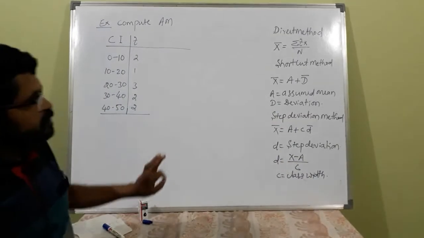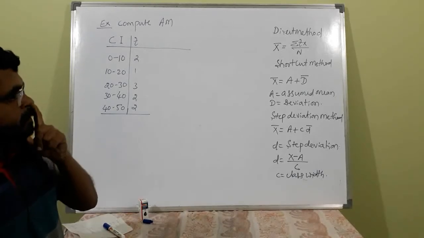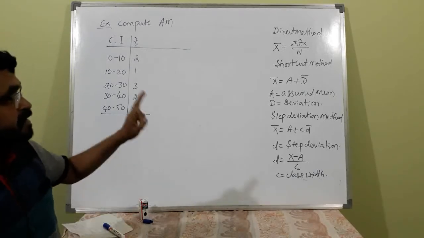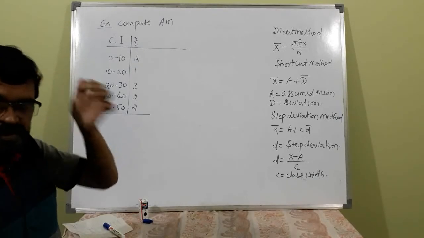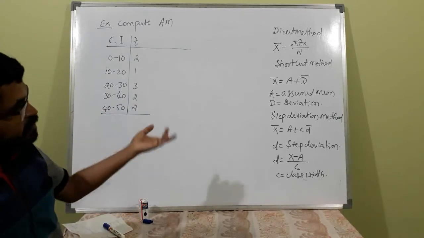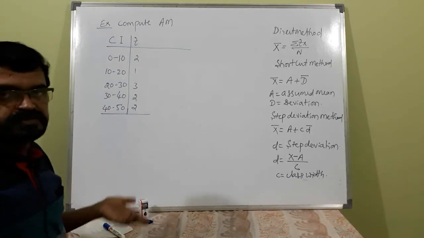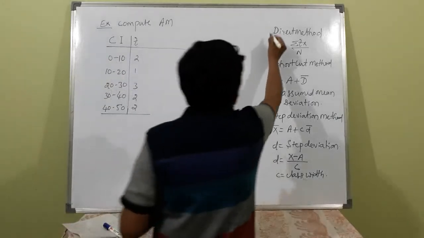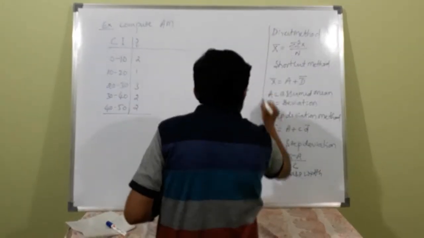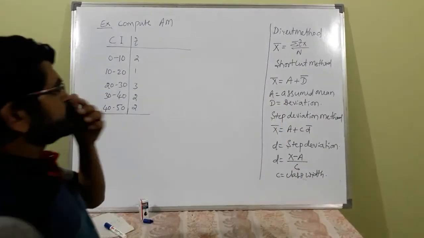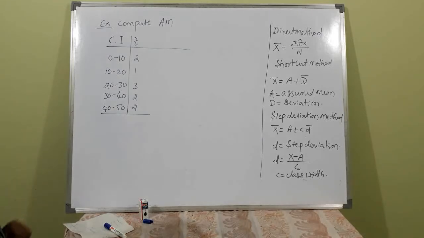You know how to compute arithmetic mean in these three methods. You try to understand. Then afterwards, whichever comfortable, you can follow that. Okay. But you know these three methods of computation. Okay. First, direct method, summation of fx by n.